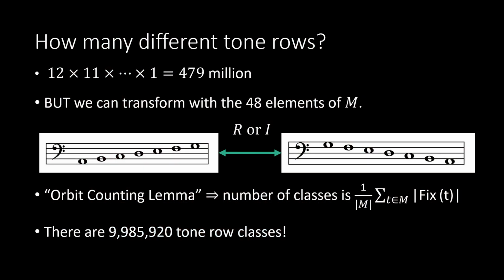So we can do a quite quick calculation to check for each of the 48 elements how many things they're going to leave fixed. And then we average that out over the group, and that will give us an answer. It's a lot, but it's not 479 million. It's 9,985,120, okay? So that's how many tone rows we've got. That's more than 24. So well done, Schoenberg. He's given a lot of things to play with.